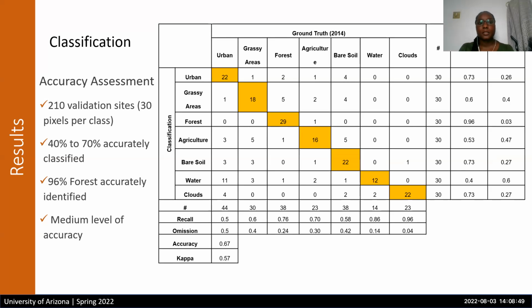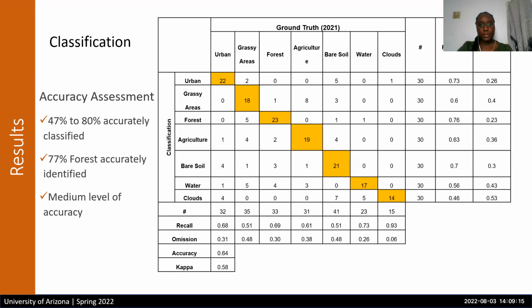From the classification, the accuracy assessment showed that about 40 to 70% of the pixels were accurately classified for 2014. 96% of the forests were accurately identified, and this class had the highest number of pixels being accurately identified. The accuracy assessment showed a median level of accuracy of 67%.